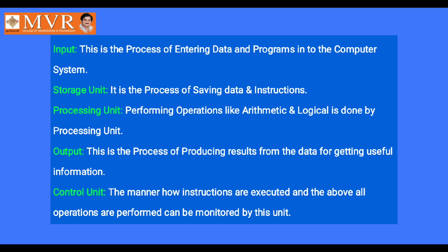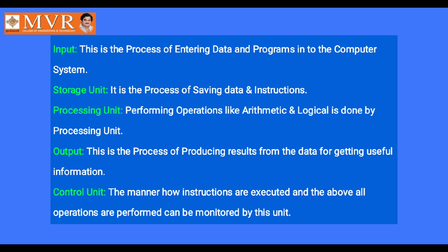All the data and instructions are stored before and after processing. Means before starting the process, the information is there in the storage unit. After processing also, it is there in the storage unit in the form of a result. And in between also, if any temporary or intermediate results are there, those results are also stored in the storage unit only. So when we are making some calculations, between the initial input and final output, there must be some temporary values generated. Those temporary values are also stored in the storage unit.